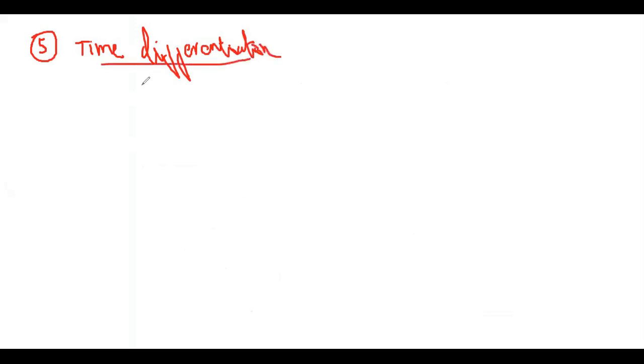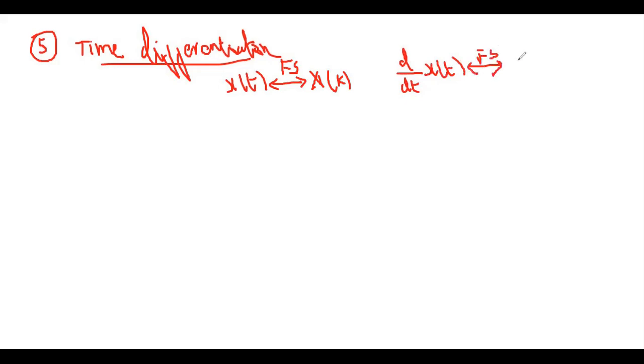Let us see the fifth property, time differentiation. What is the statement saying? If x of t has Fourier series x of k, then you have to prove that the Fourier series of d by dt of x of t is jk omega naught into x of k. Now we go for the proof.